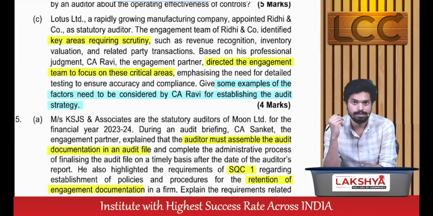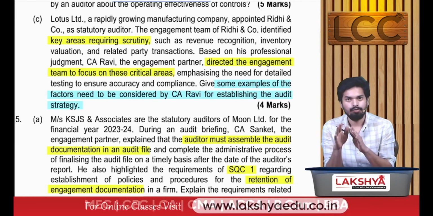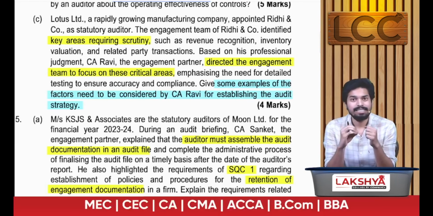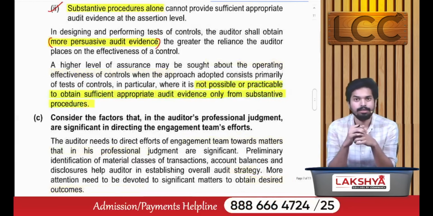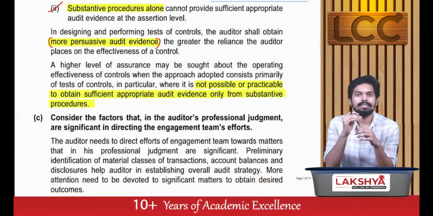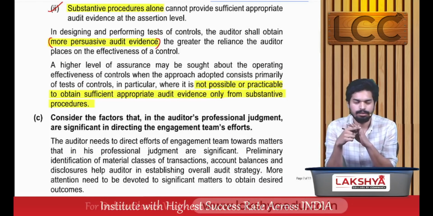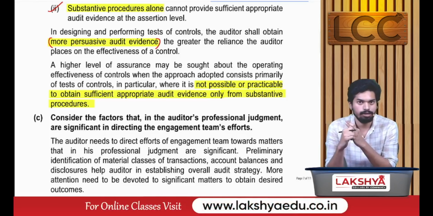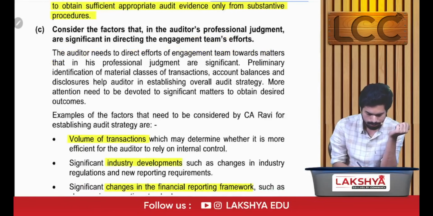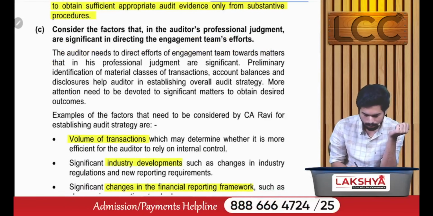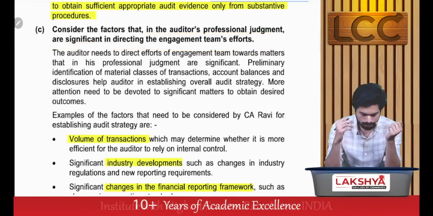Now, the actual question here is, give some examples of the factors to be considered by CA Ravi for establishing the audit strategy. So the point to be considered for establishing the overall audit strategy is considering the factors that, in the auditor's professional judgment, are significant in directing the engagement team's efforts, which is your third point in the factors which you have to consider while establishing the overall audit strategy. And what are the examples for that?